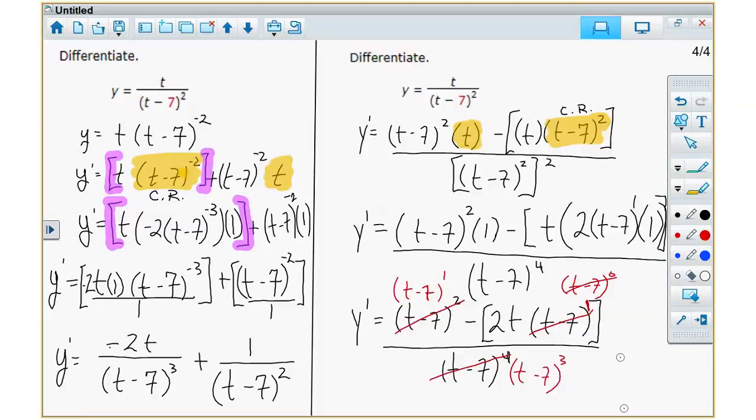Now we just have to do the top. That gives us y prime is equal to t minus 7 minus 2t over t minus 7 to the 3rd power. That is your answer. Of course, t minus 2t is negative t. So your final answer is y prime is equal to negative t minus 7 over t minus 7 to the 3rd power.